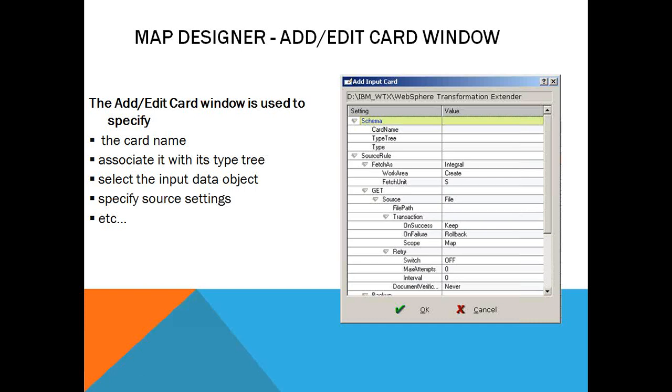Then the file path and all these properties. Transaction on success: whether you keep or delete the file. On failure: whether you commit or roll back, whether you retry, how many times you retry, and what the retry interval is. Then document verification for XML, and the last one is backup. Whether to always do the backup or only on error, and if there is a backup, what the file name should be and where to create it. All those properties come for every input card.